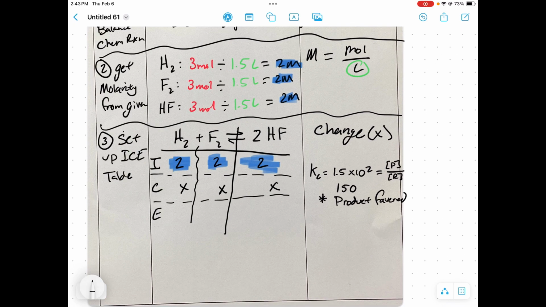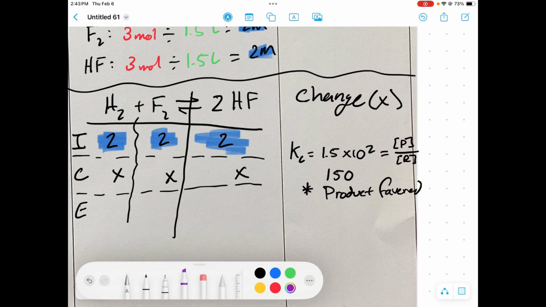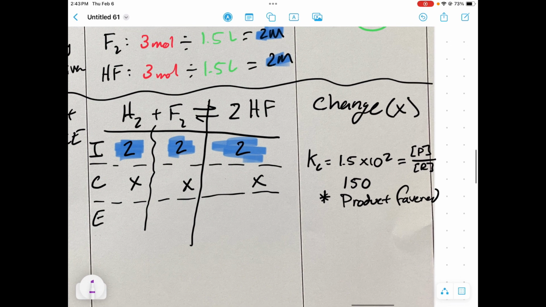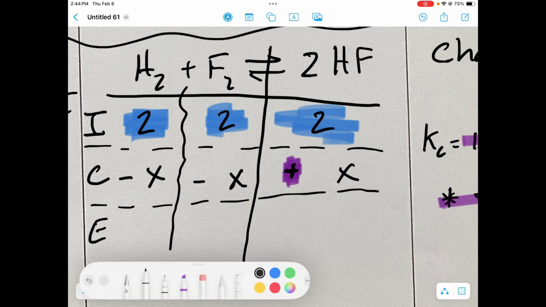So what this is telling me is I should be increasing my product side. So because of this large Kc, this tells me that this is a positive or an increased X. If I'm making more product, I'm increasing my right side, I have to get that increase from somewhere. So that means I have to be decreasing or losing reactant. So they're going to be negative numbers.